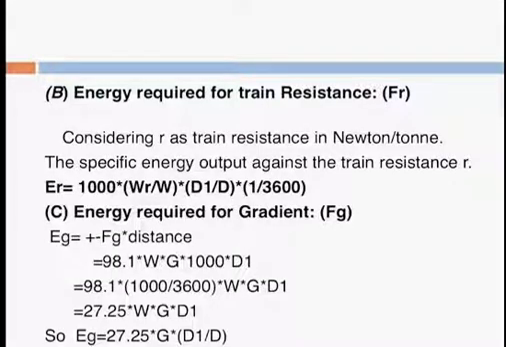And the last one, that is energy required for gradient, which we will denote as EG. The tractive force required during gradient was called FG, so the energy will be FG multiplied by distance. So finally the answer will be 27.25 multiplied by G multiplied by D1 by D. This equation is also obtained with the help of the tractive effort which was required for overcoming the gradient.